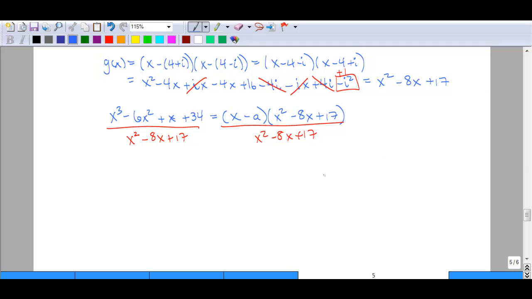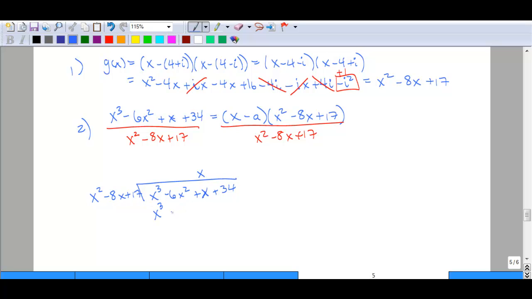So this would be considered our second step. This is kind of our first step, and now we're going to look at our second step. So we are going to take our x cubed minus 6x squared plus x plus 34, and we can't use synthetic division here because we don't have the linear term, we're actually looking at the quadratic term. So we're going to divide by x squared minus 8x plus 17. So we say, what does x squared need to multiply to give us x cubed? Well, we need an x, so that goes in the x column. x times x squared is x cubed.